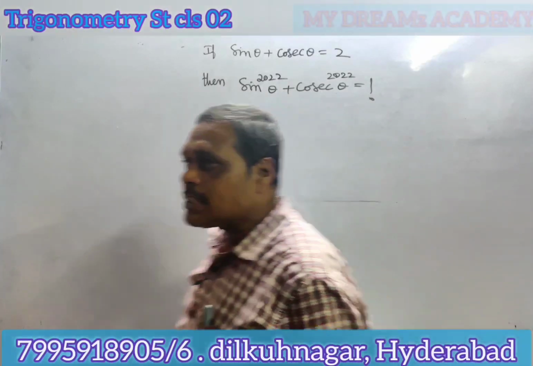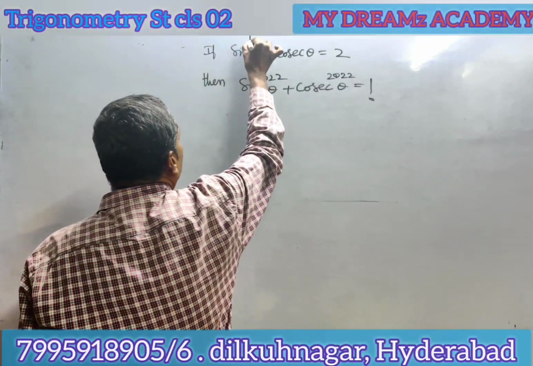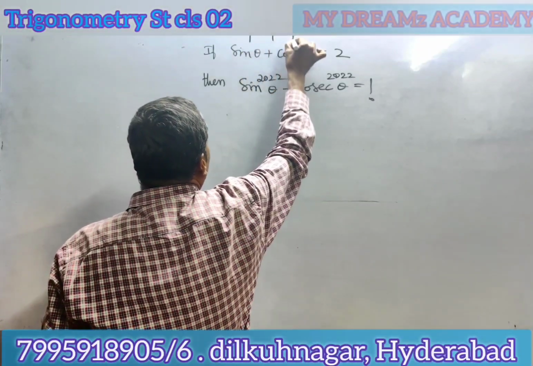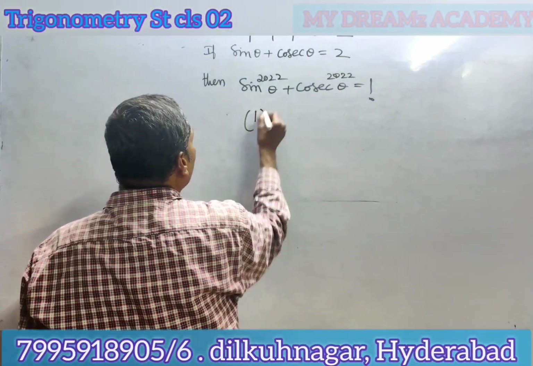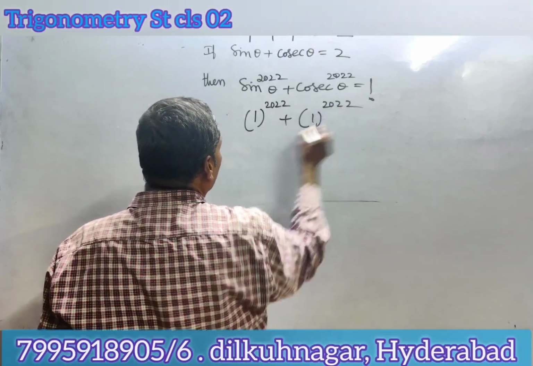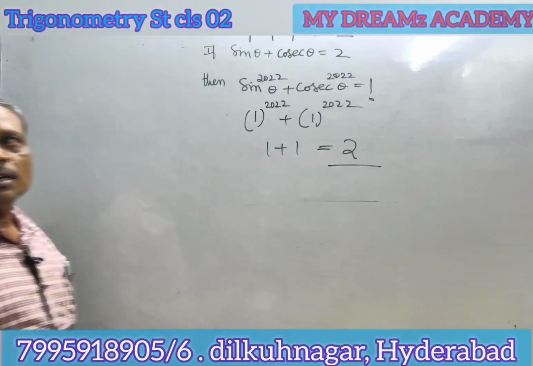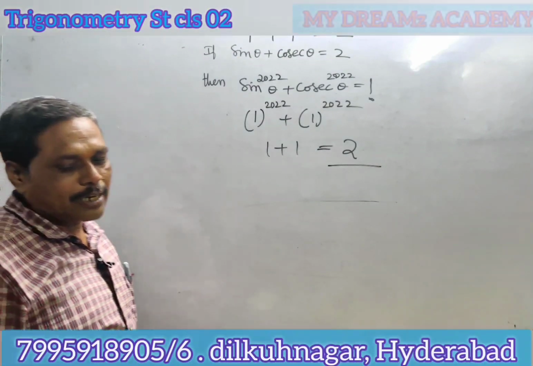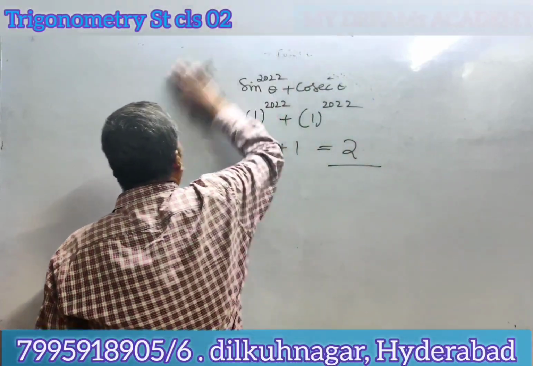Sin theta and cosecant theta are reciprocals. If sin is 1, cosecant is also 1. Therefore this is 2. Sin is 1 to the power of 2022 plus 1 to the power of 2022, 1 plus 1, this is also 2. Finished. You can do the problem in seconds. Okay. Now see one more.